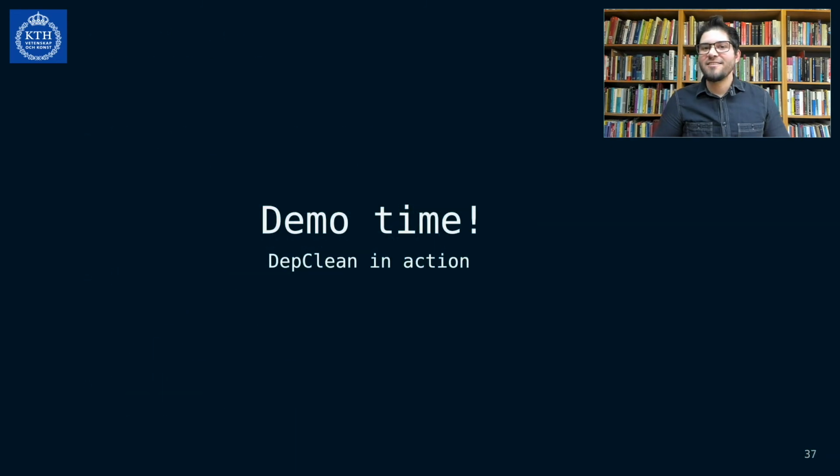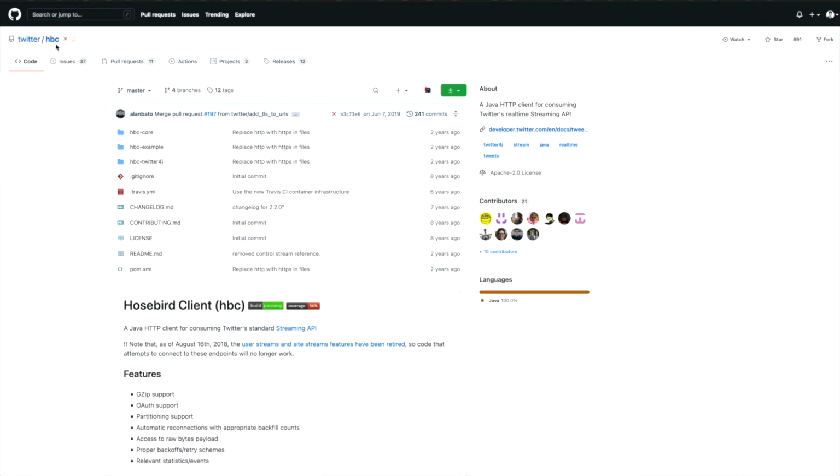So now, let's see a quick demo of DepClean in action. Okay, let's analyze this Maven HBC project of Twitter with DepClean. It is a Java HTTP client for consuming Twitter's standard streaming API. As we can see, it builds successfully according to the Travis continuous integration service. So let's clone it using our terminal.